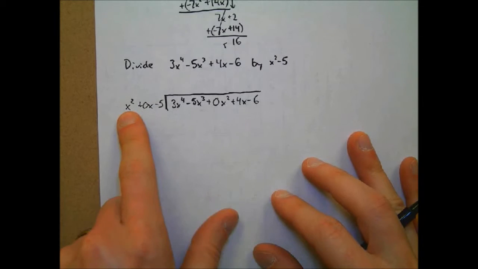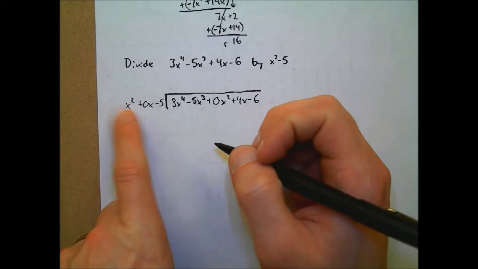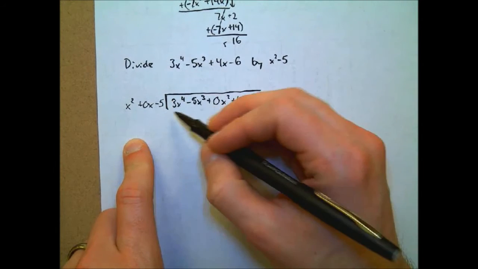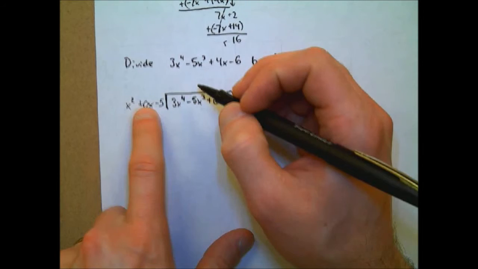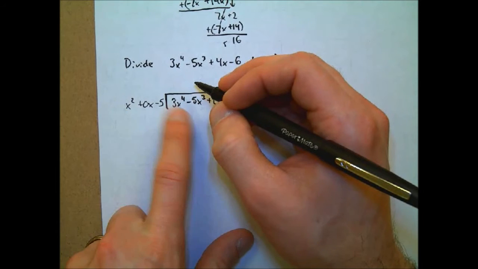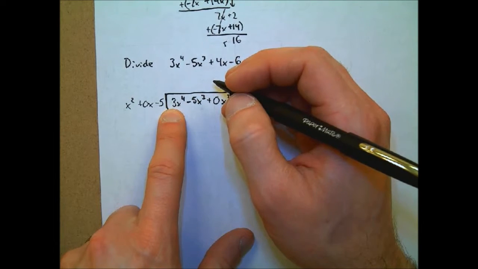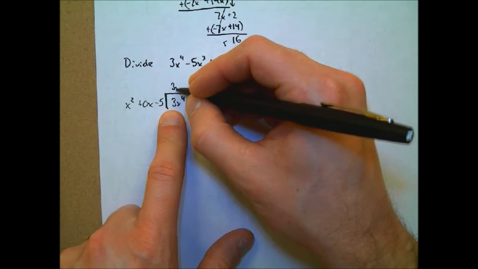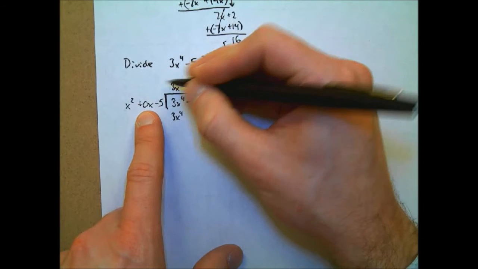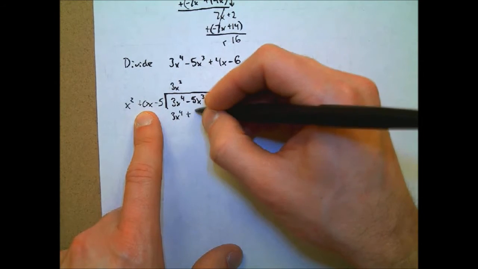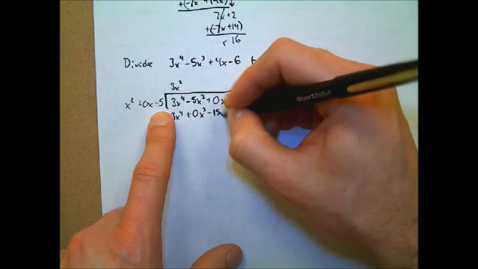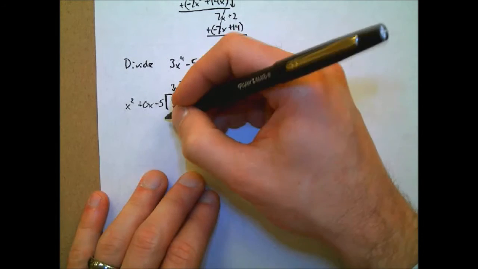For those of you following along, again we look for what times x squared will give us 3x to the fourth. It's just our lead terms here; I don't really care about the stuff down in here. So what times x squared will give us 3x to the fourth? 3x squared. Multiply there, you get 3x to the fourth. Distribute: 3x squared times 0x is 0x to the third, and 3x squared times minus 5 is minus 15x squared. Again, we'll subtract that quantity.